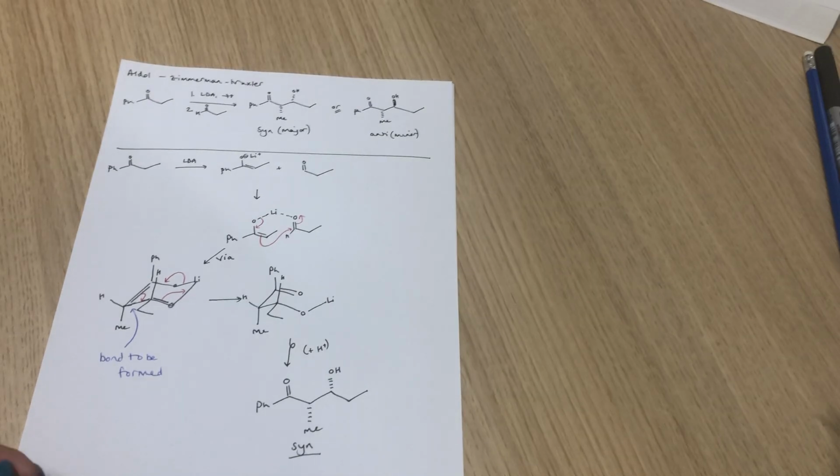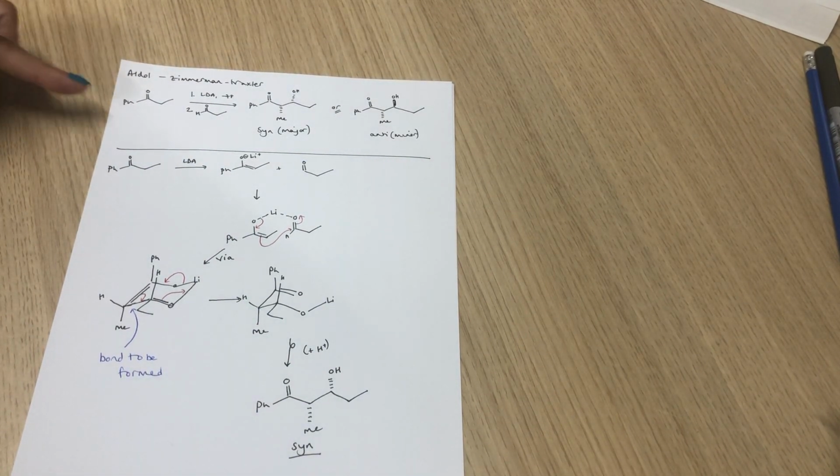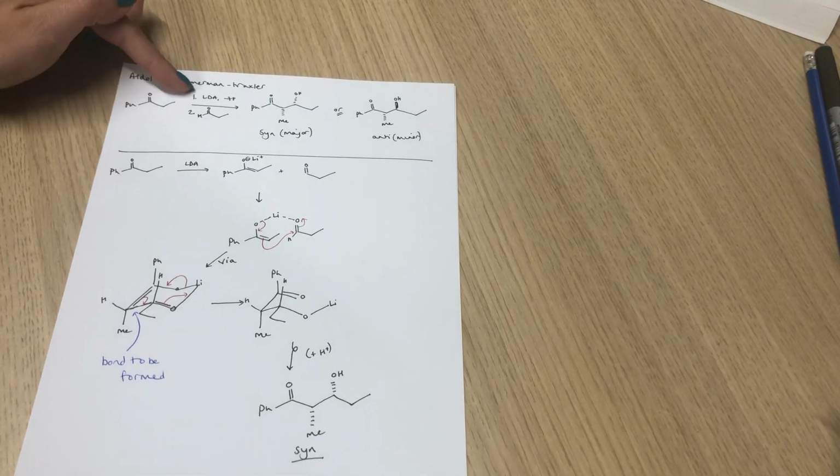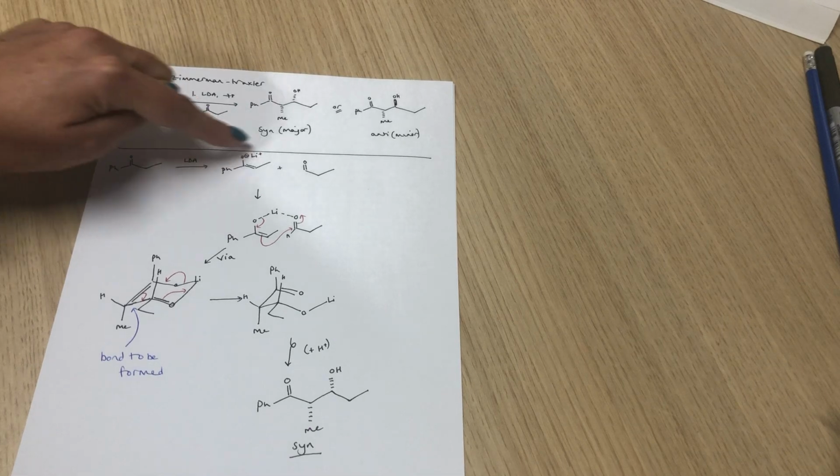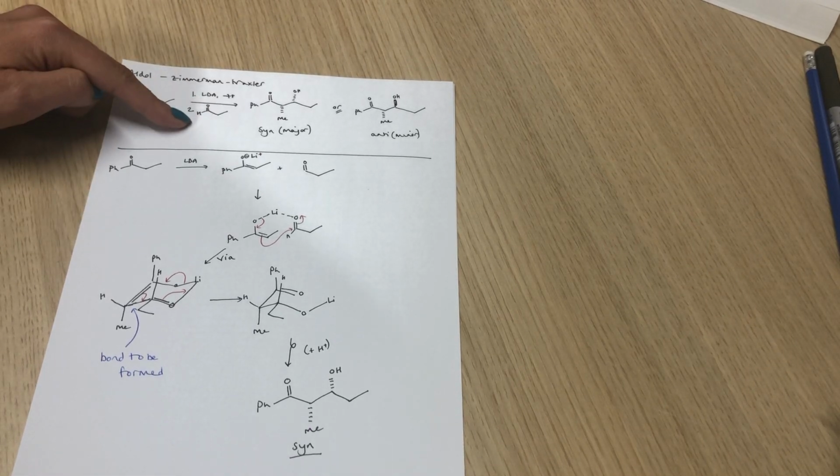So the final video is where we're going to look at doing an aldol reaction using a Zimmerman-Traxler transition state. So this is actually quite advanced and model kits can really help in this case. In this reaction, we take this ketone, we treat it with LDA at -78 degrees to make the enolate. In this case, it's this enolate here, and then we add the aldehyde that we want.